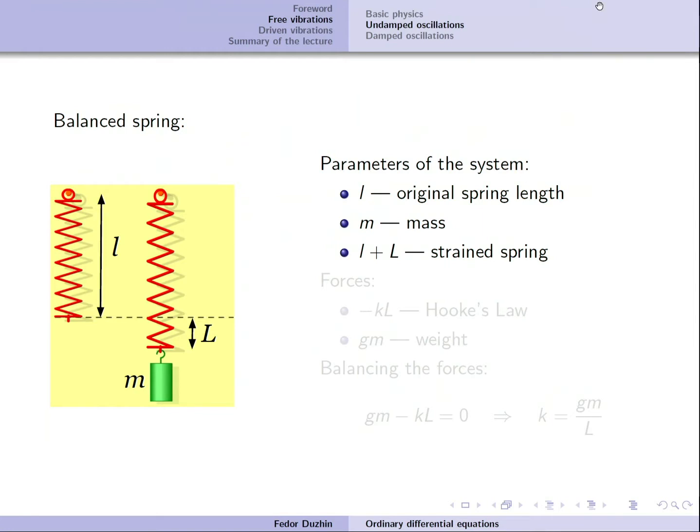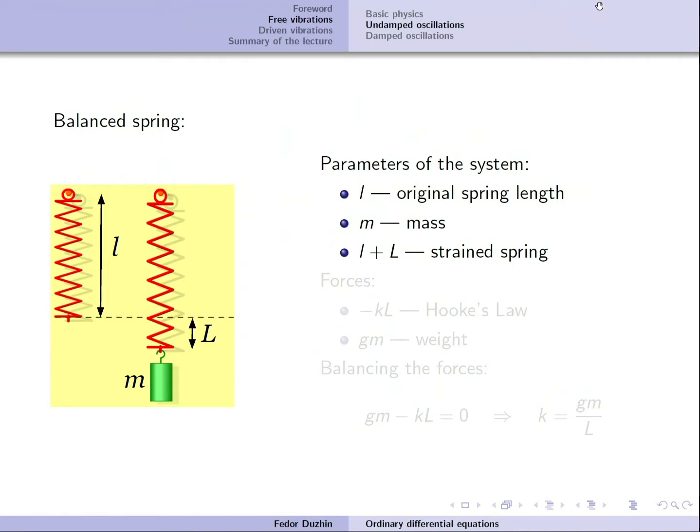Let us first go through the case of so-called undamped oscillations, meaning that there is no friction force and oscillations are going to continue forever. So we have this spring, and suppose that we put a weight on it.